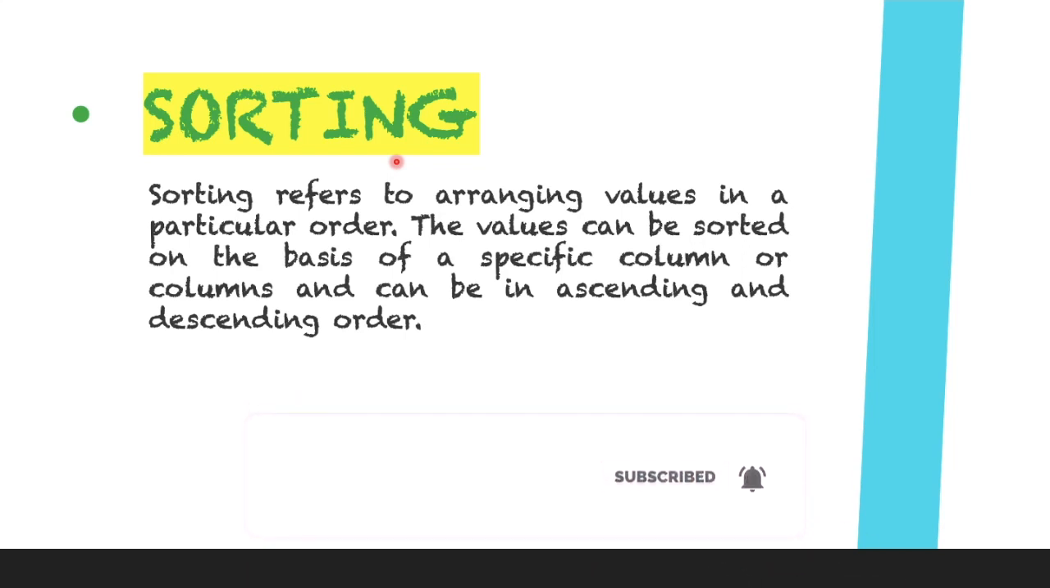In my previous two videos I have discussed pivoting, and in this video I will specifically discuss sorting and aggregation. Sorting refers to arranging values in a particular order. The values can be sorted on the basis of a specific column or columns and can be in ascending or descending order. In a capsule, sorting means to arrange the values in ascending or descending order.